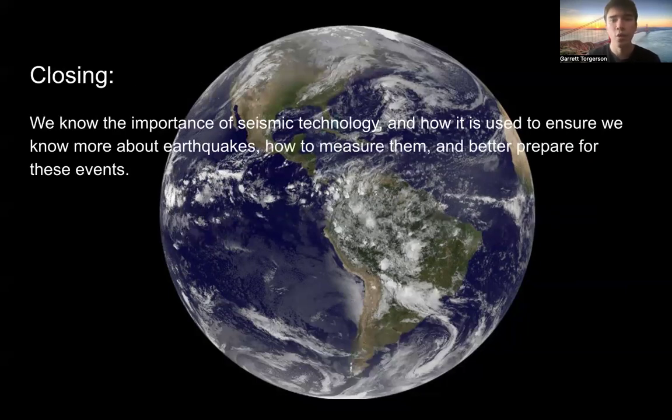In closing, we know the importance of seismic technology and how we use it to ensure we know more about earthquakes and how these were formed and how to measure them and to better prepare for these events. It's very important that we have these tools because without them, we would be unable to, one, see how strong these earthquakes are from the past, like, for example, Northridge. We know how big that was, where it happened, and how we can better build houses and freeway overpasses so they don't collapse again when there is another one.